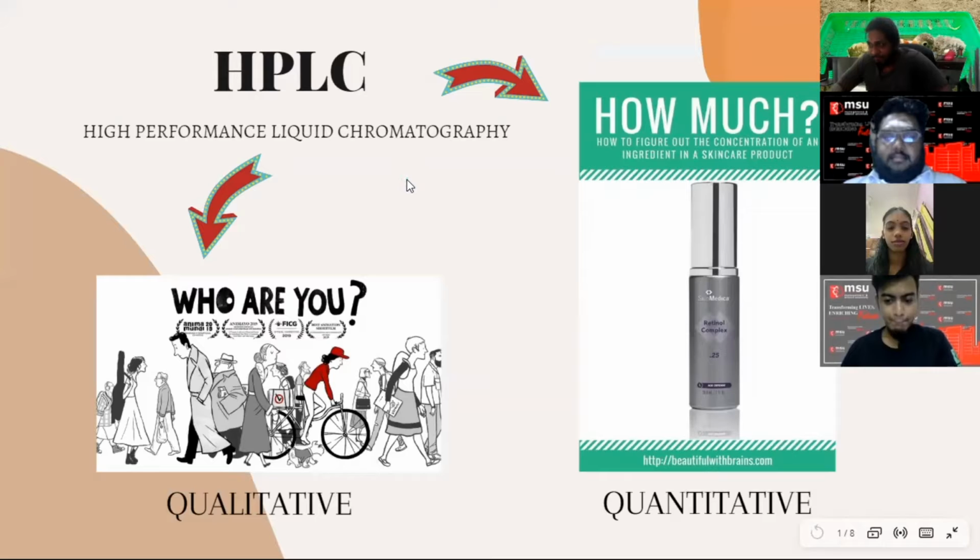So before we begin, I would like to explain to you about the HPLC instrumentation. Basically, HPLC is known as high performance liquid chromatography. In short form, we call it HPLC. HPLC is an analytical chemistry technique used to separate, identify, and quantify the specific component that we want in any kind of mixture. Basically, HPLC can be used for qualitative purposes and also quantitative.